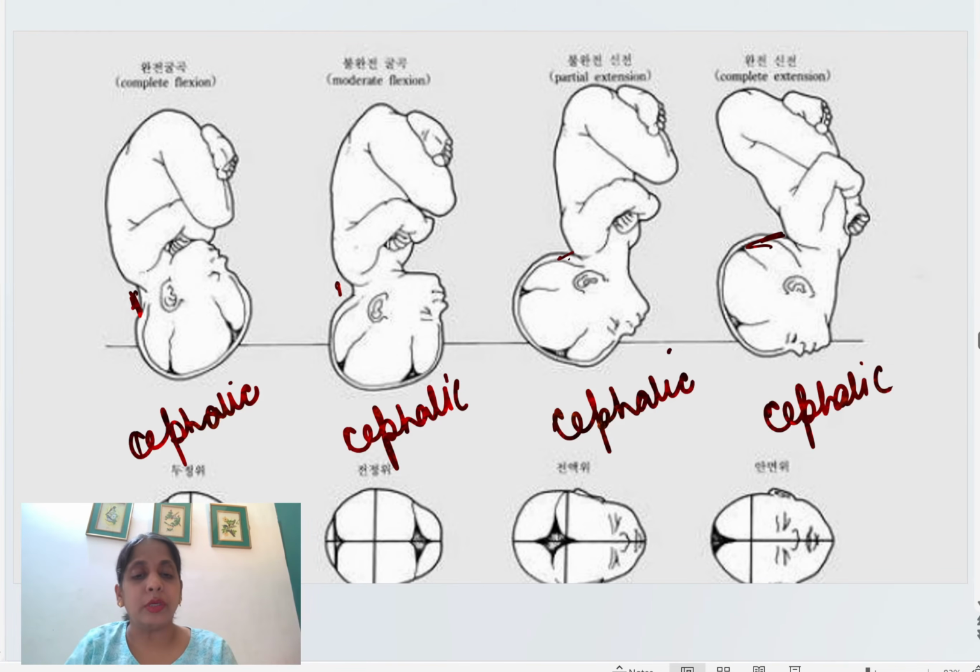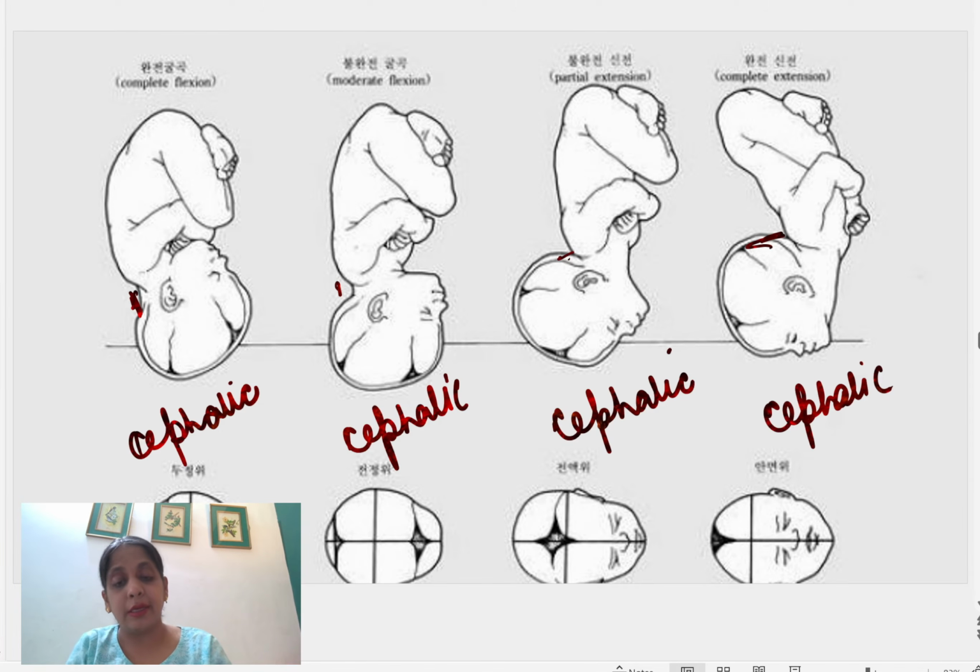So always remember, in some conditions the delivery is easy and in some conditions the delivery is difficult. As an obstetrician, we have to tell the patient that the delivery is easy or difficult so the patient gets mentally prepared, and in which condition delivery is not possible. So how will we name all these conditions? Presentation in all these conditions is cephalic.